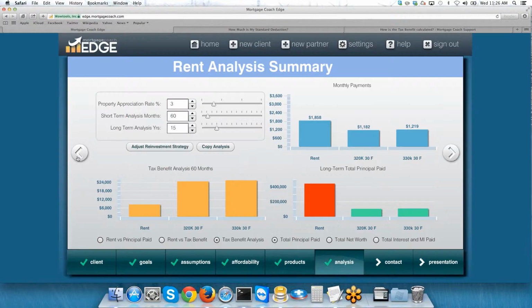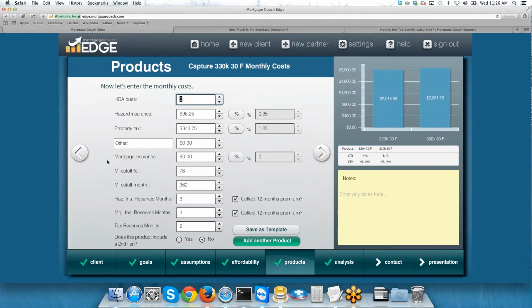Let me show you where that's at real quick. So if you do have MI in here, you'll see a little checkbox just to the right of it asking if it is deductible. It's not currently, so I would leave that checkbox unchecked.